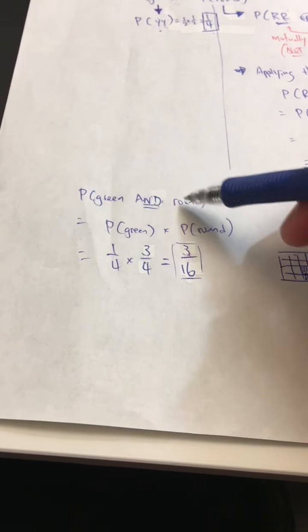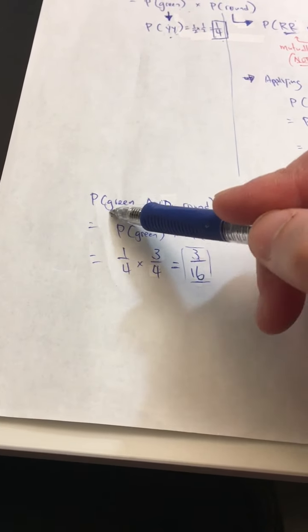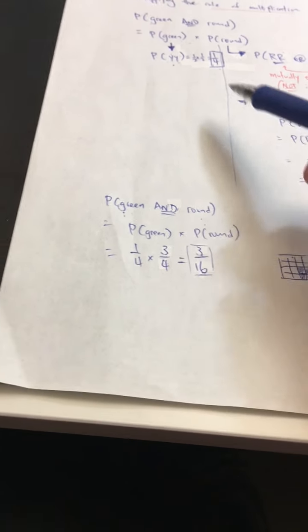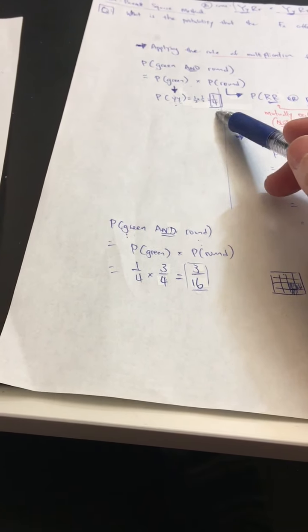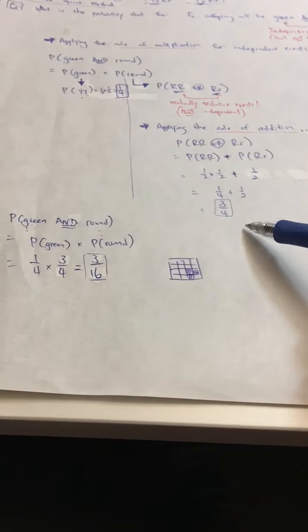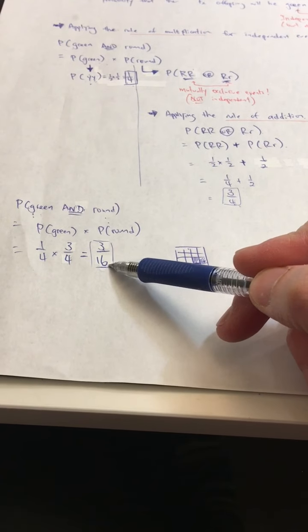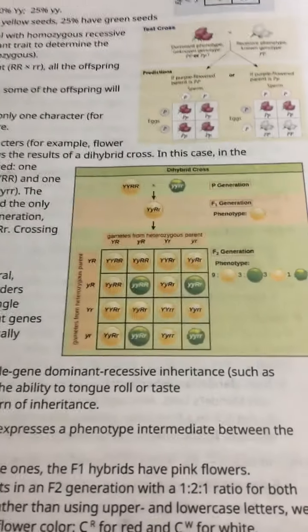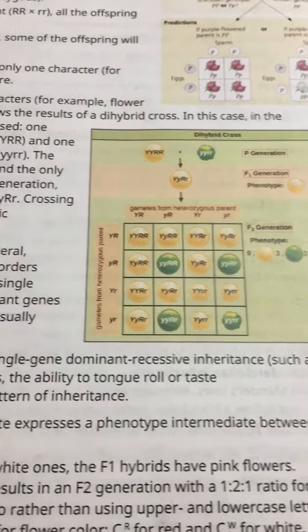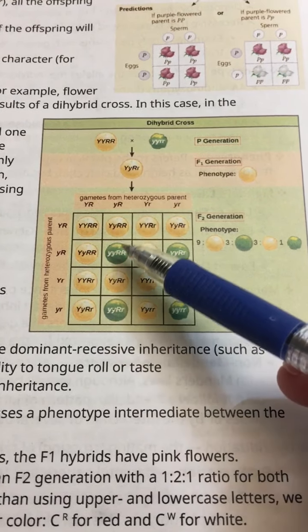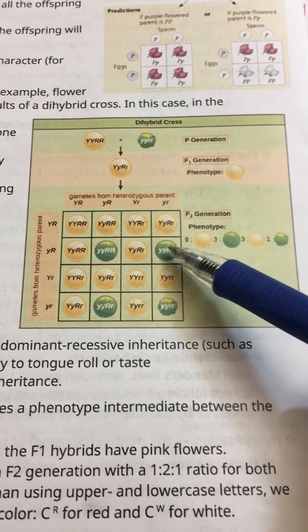Now, back to calculating the probability of the offspring being green and round. We figure out the probability of the offspring being green, and then we multiply that by the probability of the offspring being round, and we should get 3/16. If you look at that table in your slides, that corresponds to this one, and this one. That's 3 of the 16.